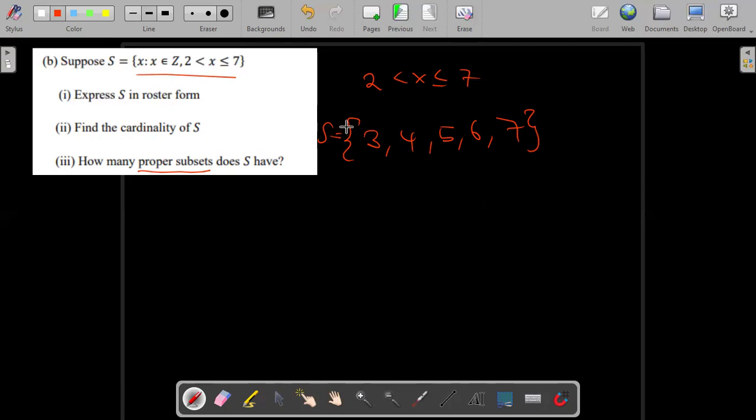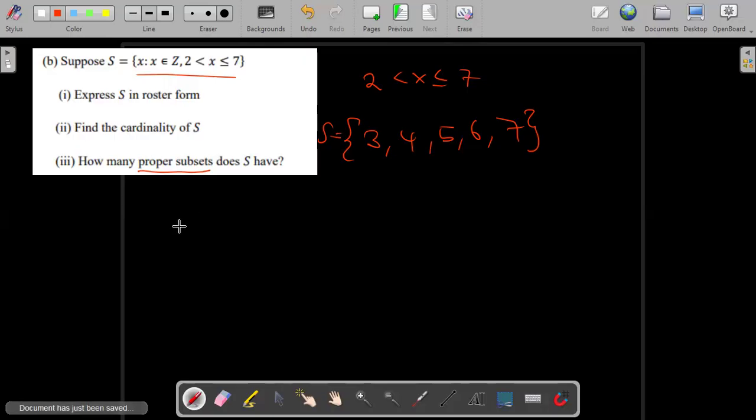Do I have any other question from anyone? Sir, I have a question, please. Yes. For the last one, where they say how many proper subsets does S have, I wanted to find out in the formula that you used, why do we have 2 to the power n minus 1? Why are we putting the minus 1?